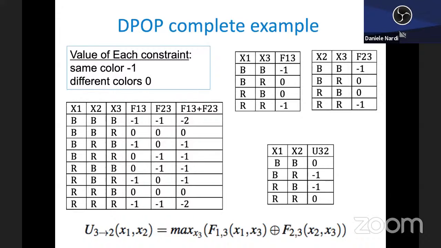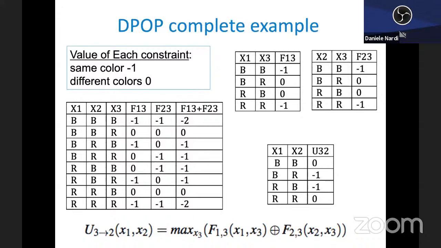So the blue is -1, and so on and so forth. How do we combine these two constraints? We have to build a table which contains the values for 3 variables, since 3 variables are involved: x1, x2, and x3, right? So how do we create this table? Well, we replicate the values in each entry for the 3 values of the variable.